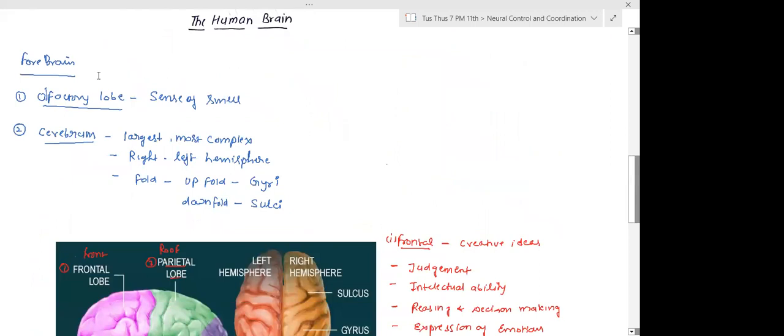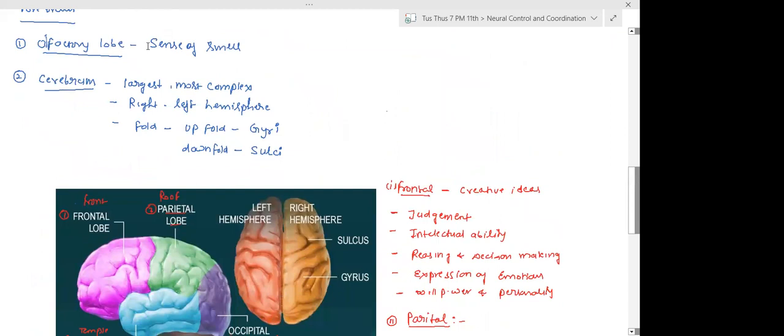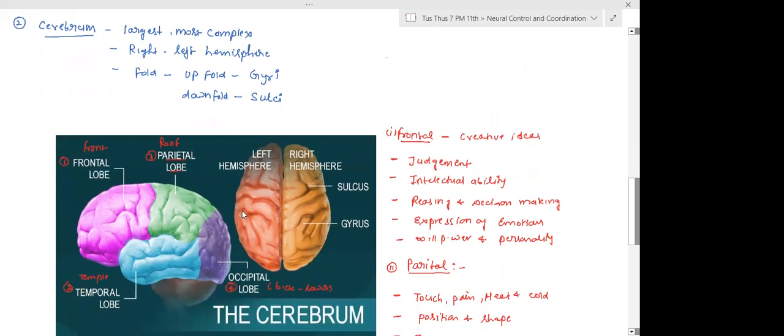Now the function of the forebrain. In the forebrain, the olfactory lobe senses smell, right? Cerebrum is the largest and most complex part of the brain. It is divided into two parts, a right and left hemisphere. You can see here, this is the left hemisphere and this is the right hemisphere. So it is divided into two parts, right?